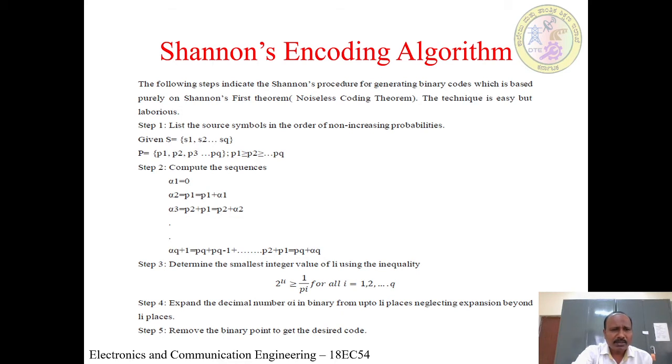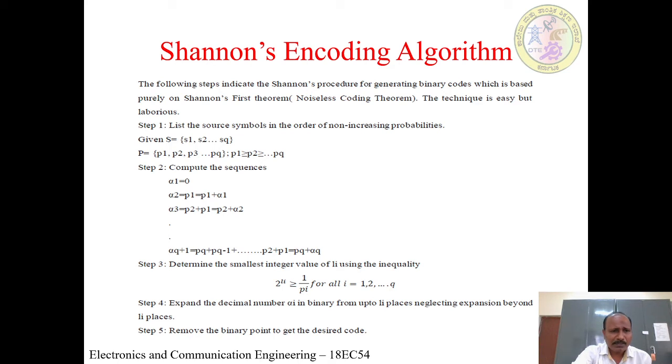Step 3. Determine the smallest integer value of Li using the inequality: 2 to the power of Li must be greater than or equal to 1 divided by Pi. Whenever you consider a larger value of Li, obviously it is going to satisfy this inequality. But we have to find out the smallest integer value of Li that satisfies this inequality. That is step 3.